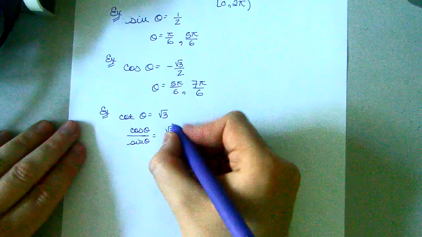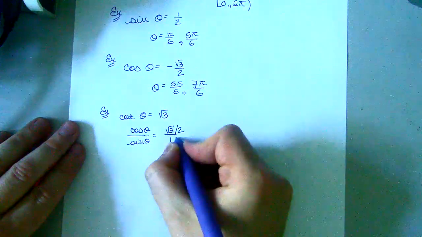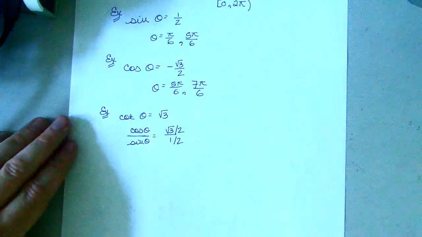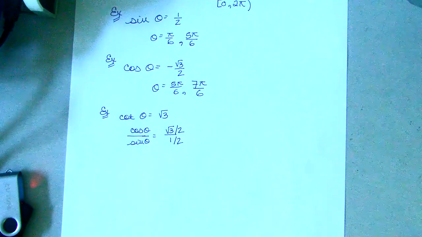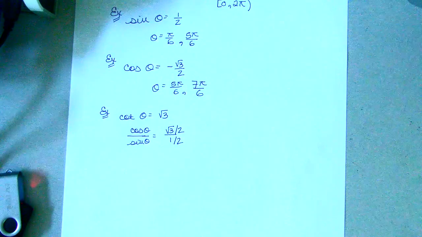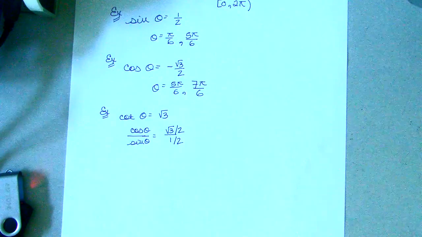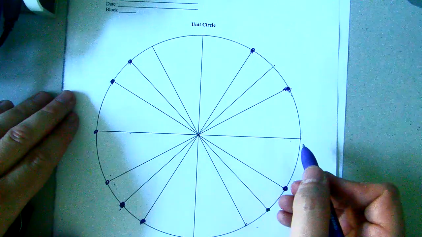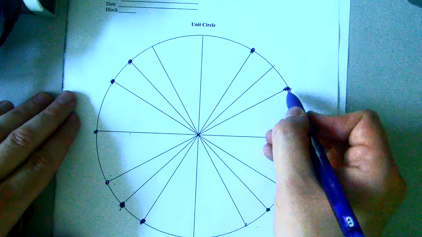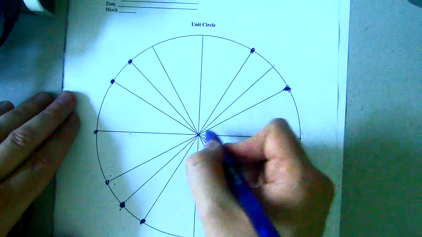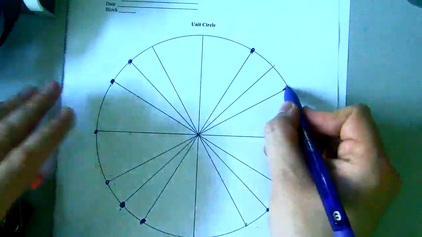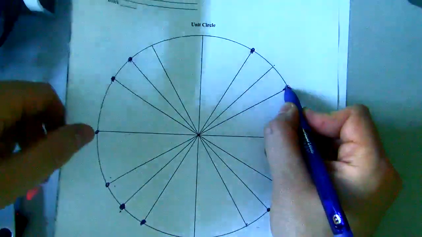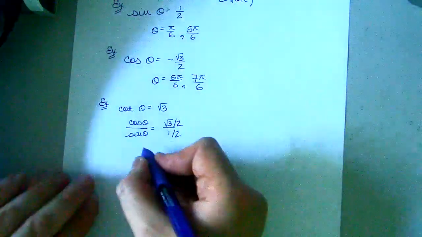But look at this fancy thing I can do. I can divide my numerator and my denominator by 2 without changing the problem. So now I'm looking for a place where the cosine is root 3 over 2 and the sine is 1/2. Okay, the cosine is root 3 over 2, the sine is 1/2, both of them are positive. I'm talking about quadrant 1, this angle over here. The cosine is root 3 over 2, and the sine is 1/2. My answer is pi over 6.